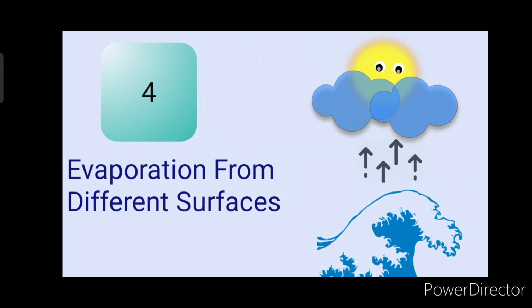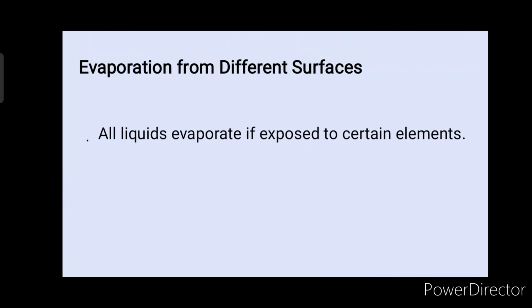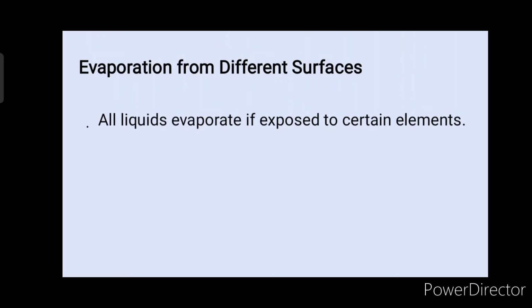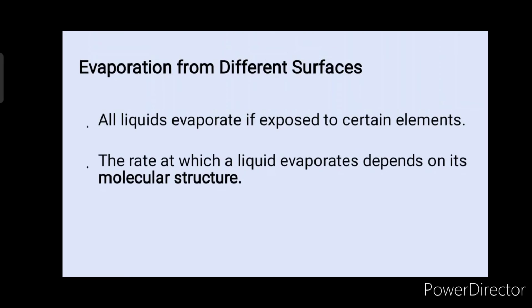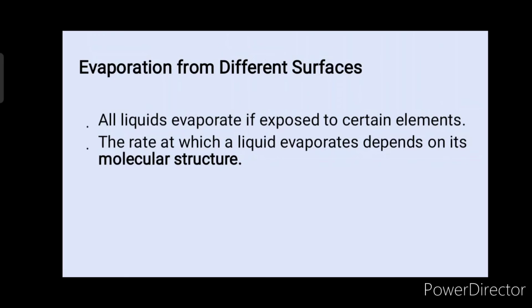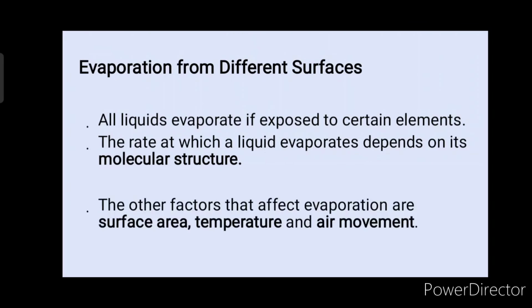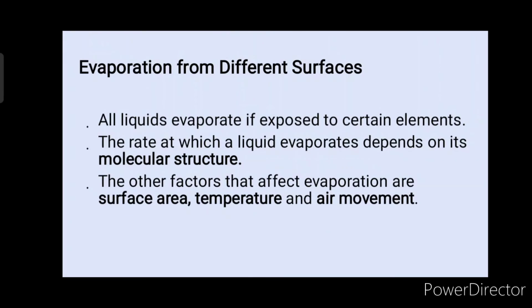Now let's proceed to the fourth topic of this chapter, which is evaporation from different surfaces. It is said that all liquids evaporate if exposed to certain elements. The rate at which a liquid evaporates depends on its molecular structure. The other factors that affect evaporation are surface area, temperature, and air movement. These are already mentioned in the second part, which is the factors affecting evaporation.